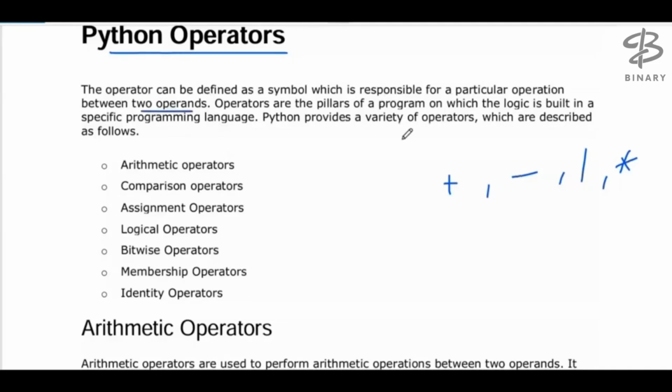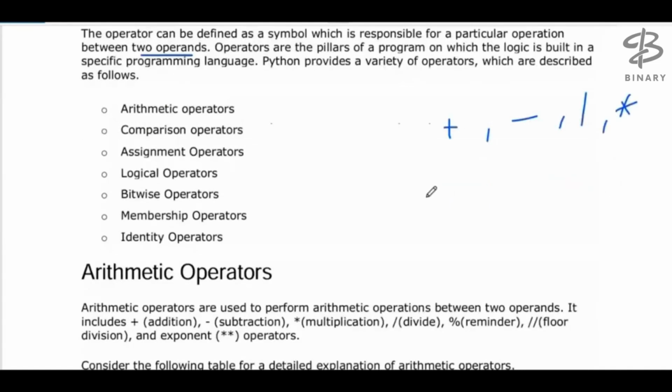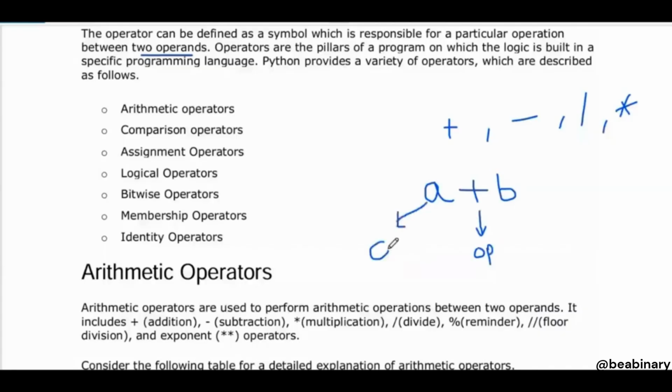What are the operands here? For example, if I am performing addition between two variables A and B, the concept here is that plus is the operator, and A and B, these two symbols, are operands. What is this? Operand. Okay, this is the operand.